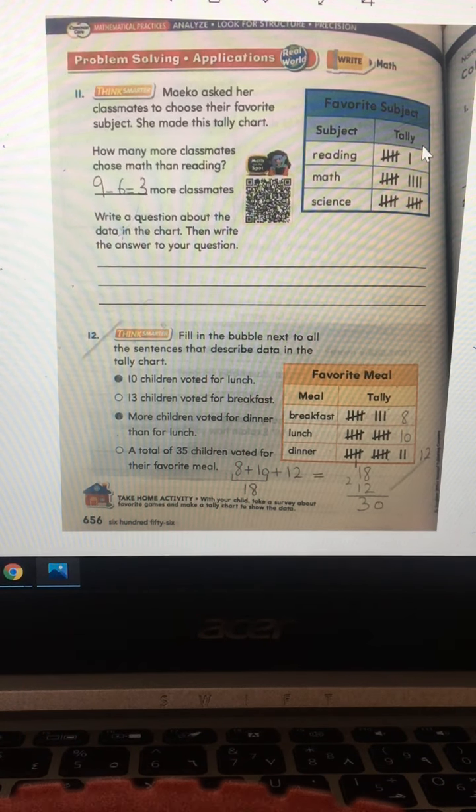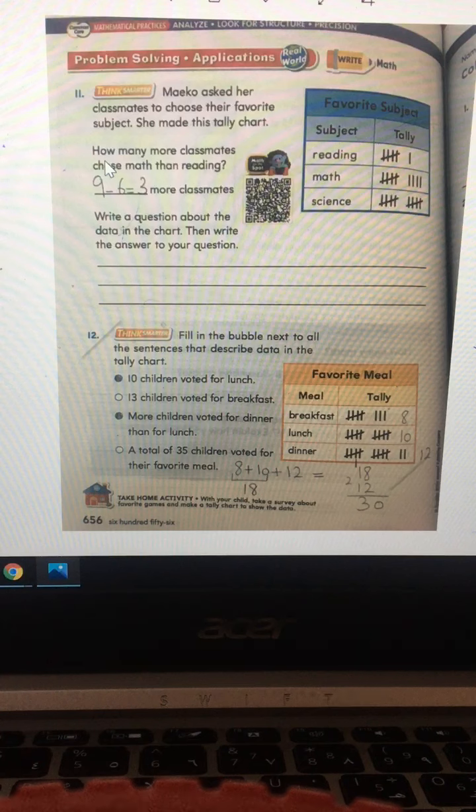In the previous surveys we saw that the question was to ask 10 classmates. But here Maiko asked her classmates. There is no specific number, so the tally marks could be more than 10 because Maiko asked a random number of classmates.